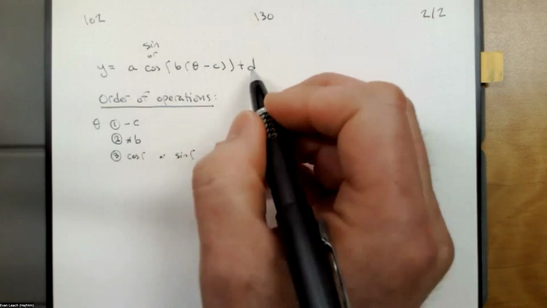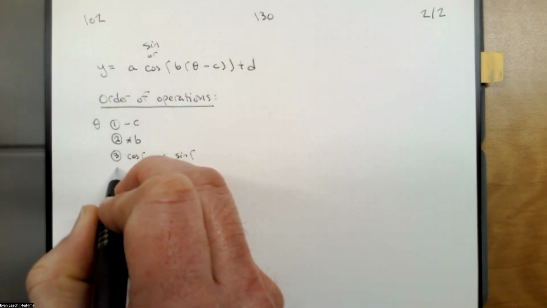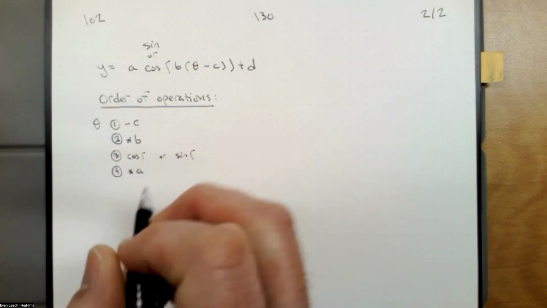We multiply by a and then add d. Multiplication precedes addition. So we multiply by a. And what do we do at the very end?